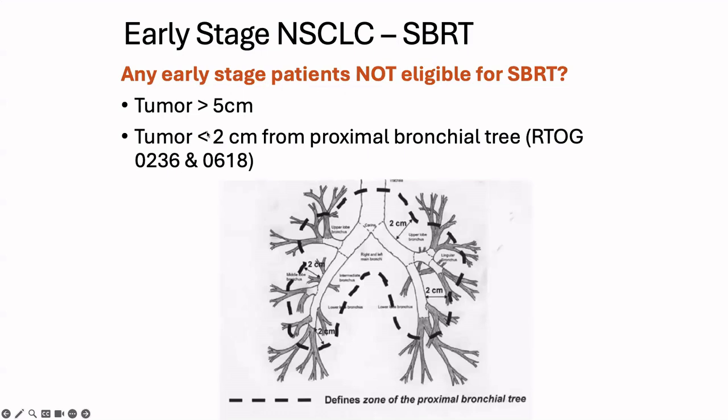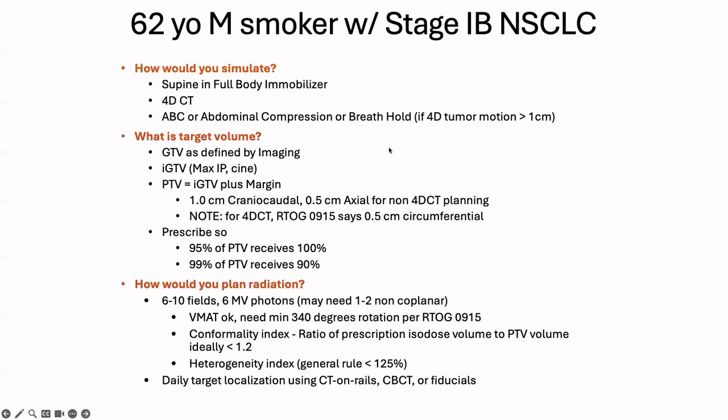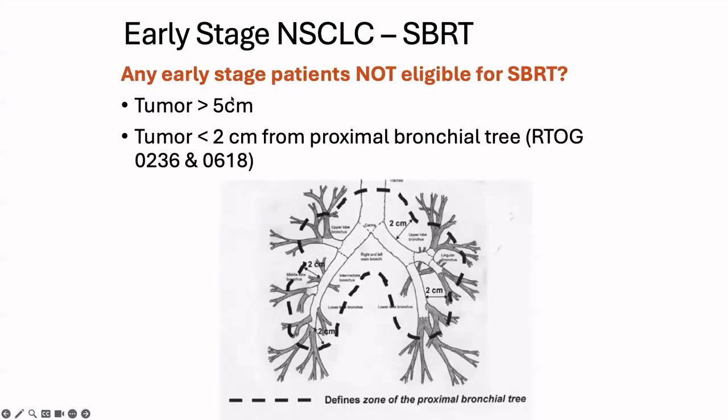So some patients may not be eligible for this ablative approach to radiation for early stage tumors. These include tumors that are either very, very large, like over 5 centimeters, so essentially a T3 lesion, or patients who have maybe smaller tumors but are very close to the bronchial tree.